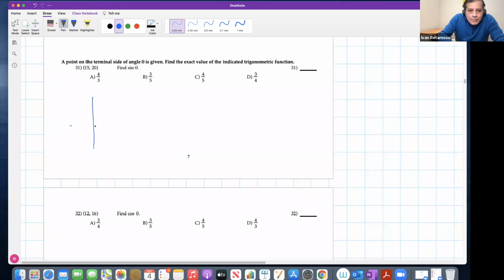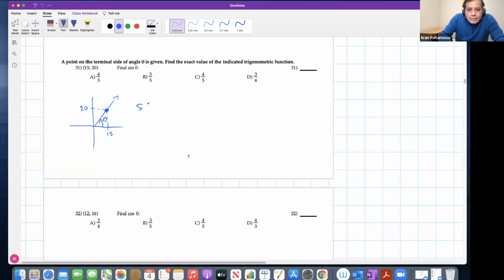Okay, they are giving you a point on the terminal side here. So let's say this is 15 and this is 20, right? 20 units. Don't worry about the scale, just put it somewhere there. And this is the terminal side, right? This is angle theta.